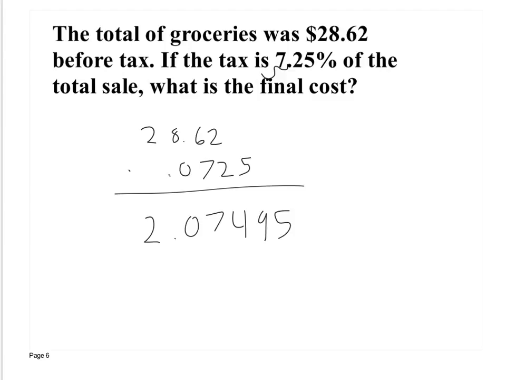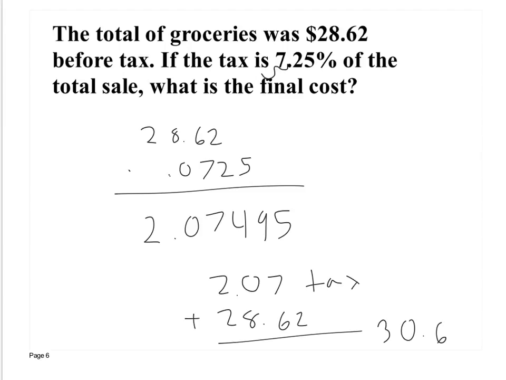So, well, okay, let's go ahead and round it. What would this round to? Well, actually it's 2.07. I need to round to this, right? Does this round up? No. So 2.07 is how much is in tax. I add that to my 28.62, my subtotal, and here's my total cost, $30.69. And there's my answer.